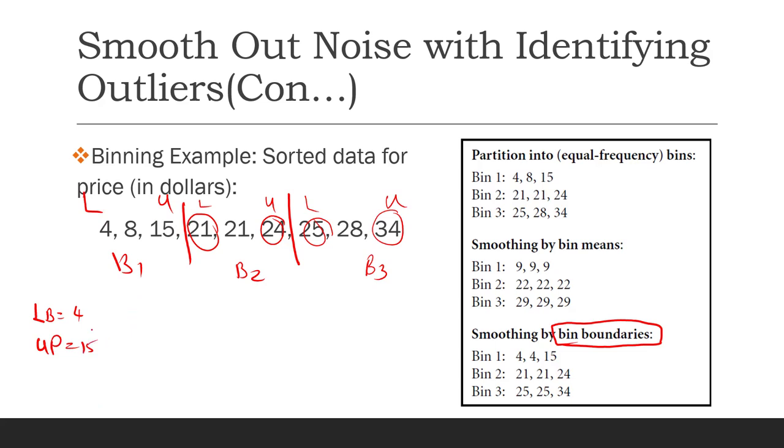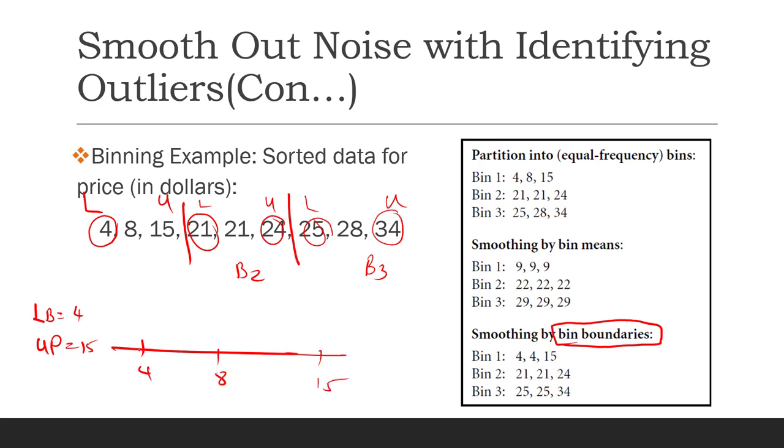Now for each data point, check whether it is close to the lower boundary or the upper boundary. If the data point is close to the lower boundary, you replace that value with the lower boundary. If it is close to the upper boundary, you fill it with the upper boundary value. The easiest way is to plot it on a number line. So here 4 is there, here 8 is there, here 15 is there.